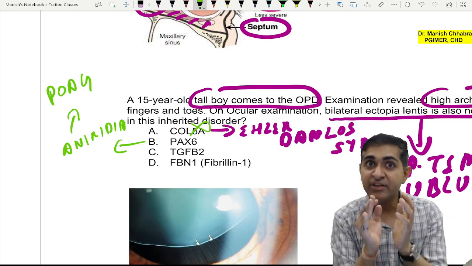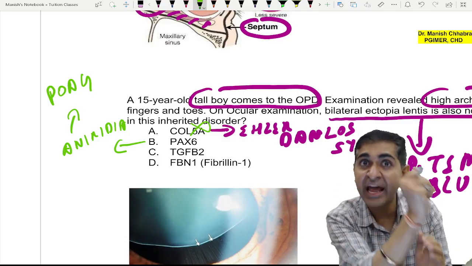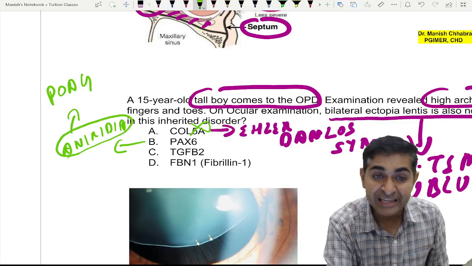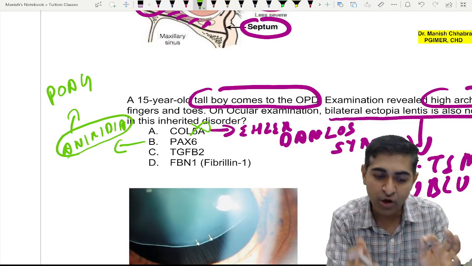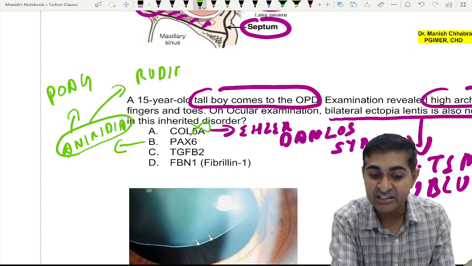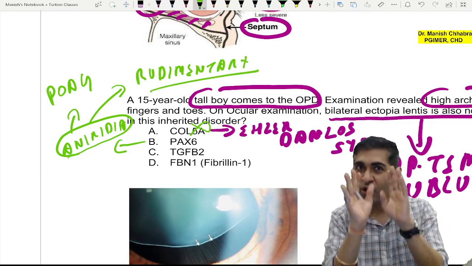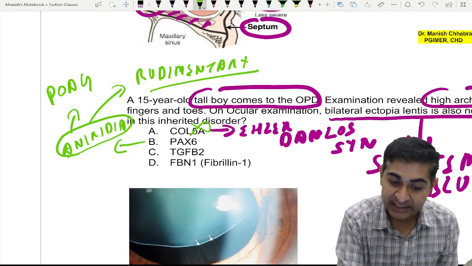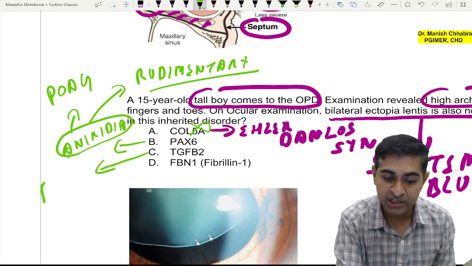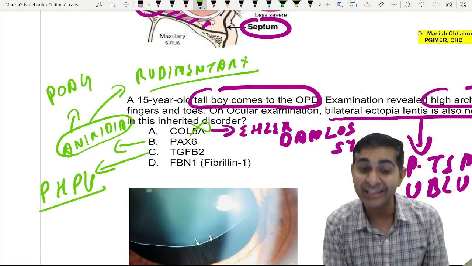Mind you, when we say PAX6 associated with aniridia, aniridia does not mean that there is absence of iris. Iris is there, but that iris is rudimentary. This aniridia is a misnomer. Always remember this. And TGFB2 is associated with persistent hyperplastic primary vitreous, PHPV.